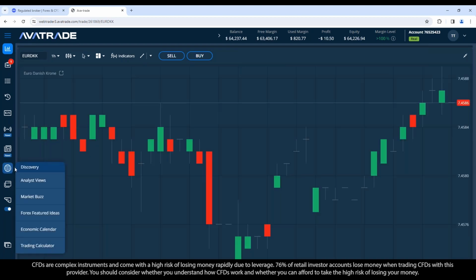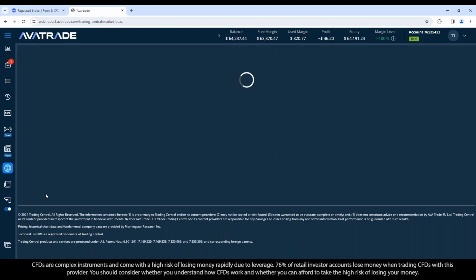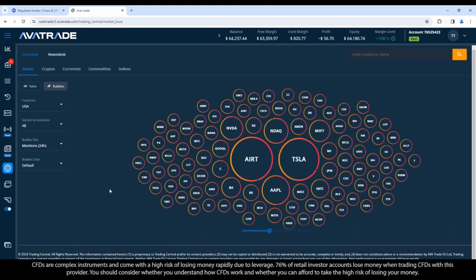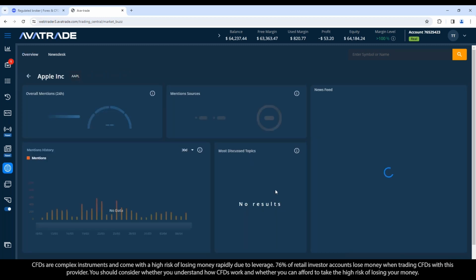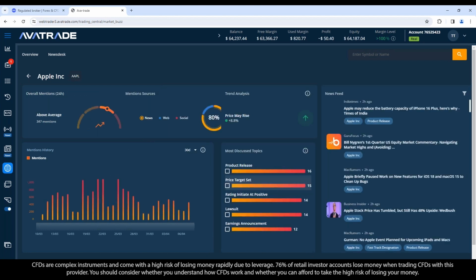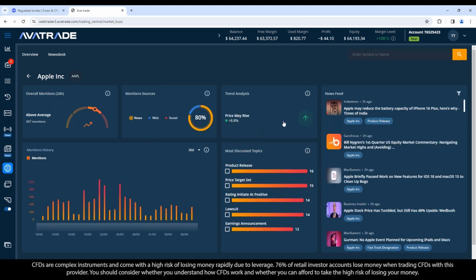If we go over here to these tools and we go to the market buzz, we can start to look at some different instruments more specifically, like Tesla, NVIDIA, Apple, and just see what's going on with particular stocks or from other instrument classes as well. And you see Apple, it says the price is expected to rise 8.8%.